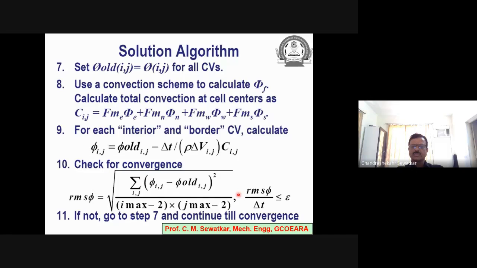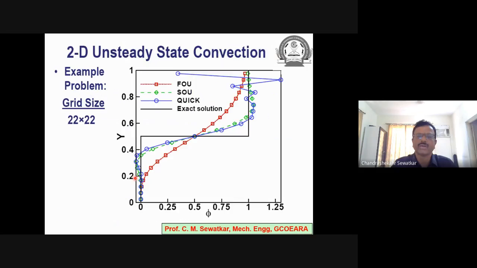Then I can check for convergence using the RMS value of phi. If this RMS value is less than epsilon, then my solution is converged, else I need to go back to step number 7 and continue the iterations to obtain convergence. Once convergence is obtained, you can print the values of the x and y coordinates and the value of phi, and then that value of phi can be plotted.